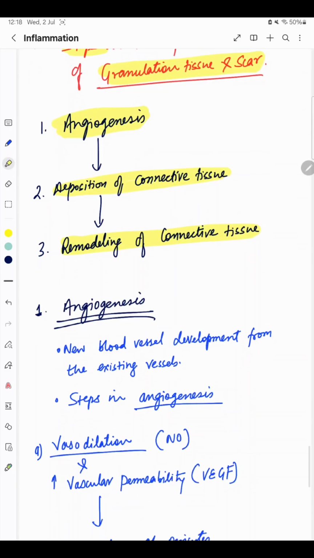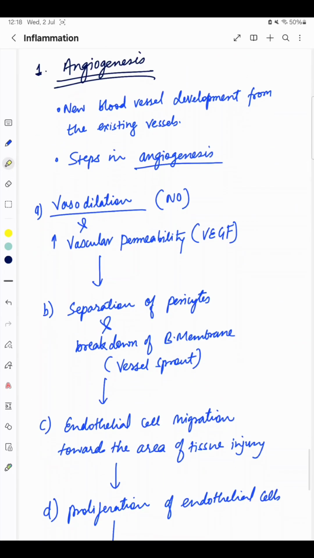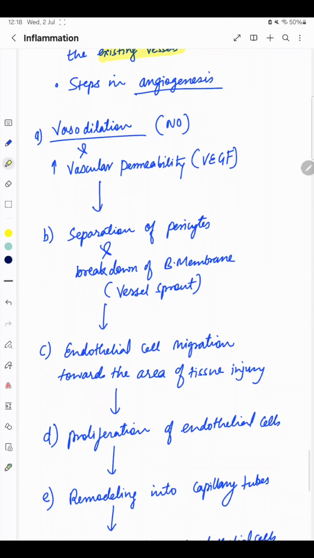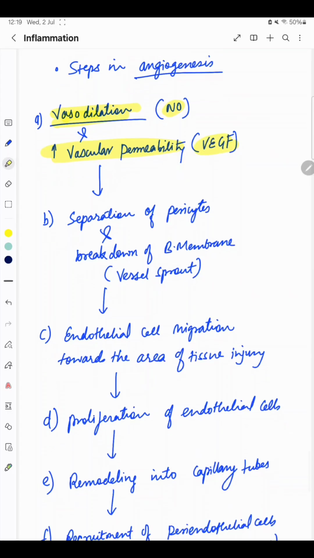First is angiogenesis, the development of new blood vessels from existing blood vessels. There are some steps in the development of angiogenesis. First, there will be vasodilation and increased vascular permeability. Vasodilation is mediated by nitric oxide, and increased vascular permeability is due to VEGF, vascular endothelial growth factor.